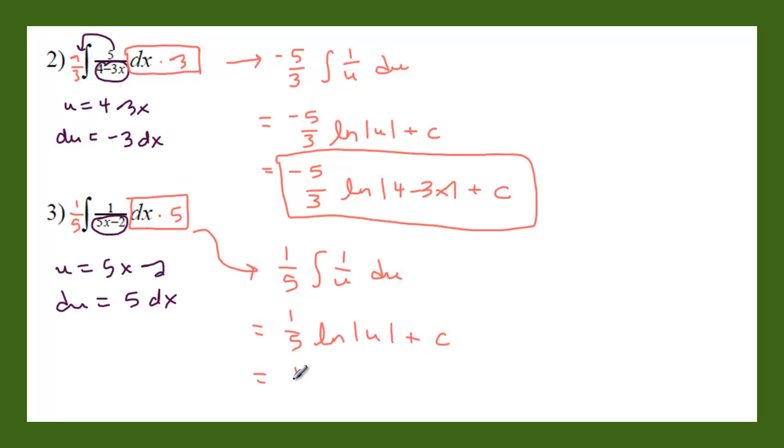And substituting back in, we have 1/5 times natural log of the absolute value of 5x minus 2 and plus c.